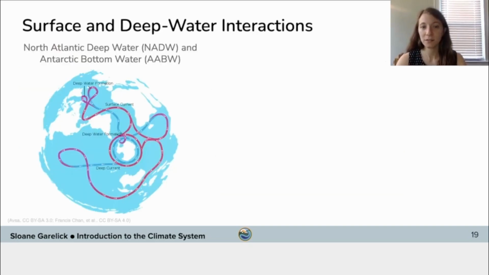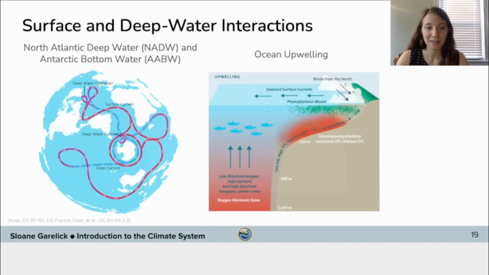We can take a closer look at two examples of regions in which surface water downwells to deeper parts of the ocean and regions where deep water upwells to the surface. Two areas of deep water formation are in the North Atlantic and Antarctica, and this deep water forms via the density-driven processes that we discussed in the previous slide. In contrast, there are some parts of the ocean where deep water makes its way back to the surface. These are known as upwelling zones.